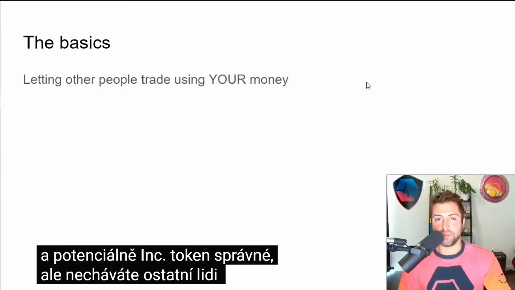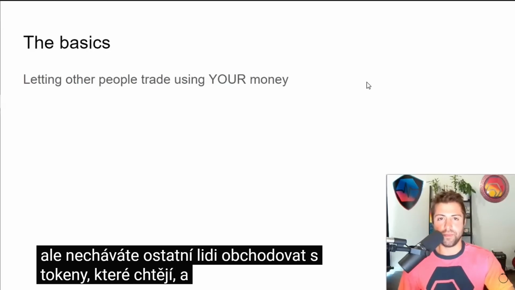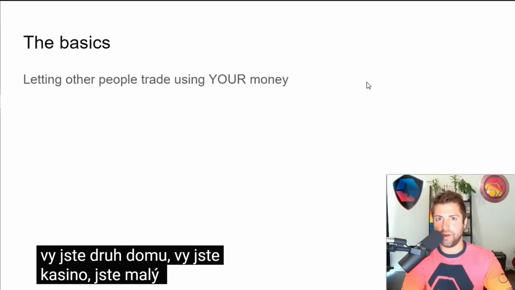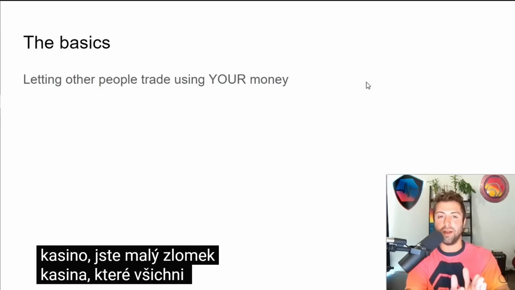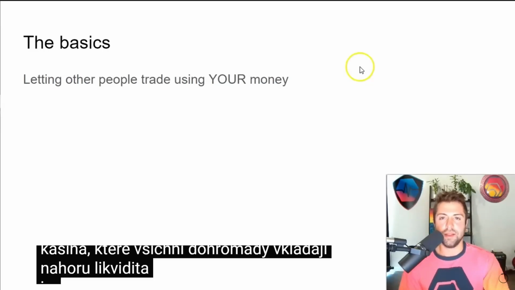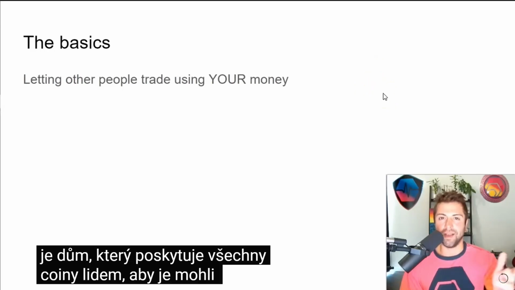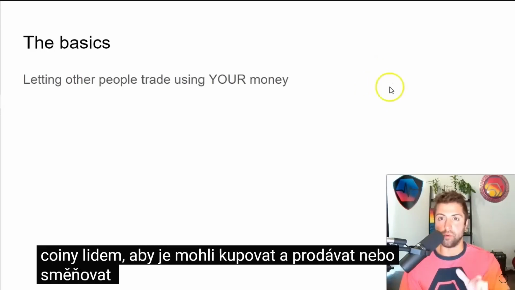But you're letting other people trade in and out of the tokens that they want, and you are kind of the house. You are the casino. You are a small fraction of the casino. Everybody combined that's putting up liquidity is the house that's providing all of the coins for people to buy and sell or to swap for each other.